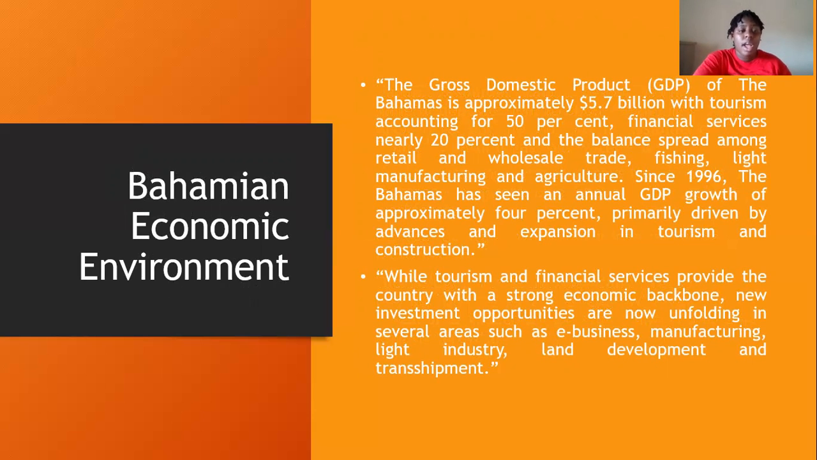The Bahamian economic environment. The gross domestic product or GDP of the Bahamas is approximately 5.7 billion, with tourism accounting for 50%, financial services nearly 20%, and the balance spread among retail and wholesale trade, fishing, light manufacturing, and agriculture.